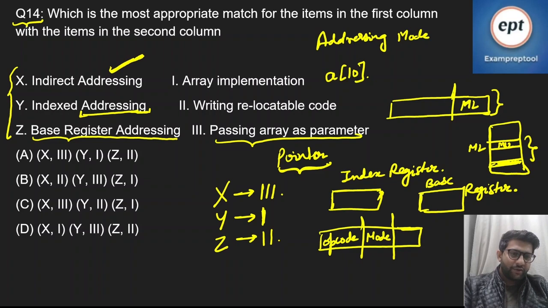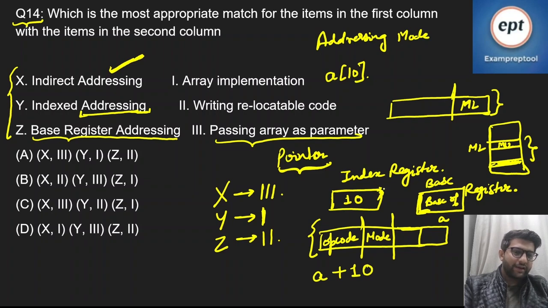Now, if we want to access, let's say, A of 10, then the base address value of this array A, base of A, will be stored in this base register, and the value 10 will be stored in this index register, right? We can also have the index value and the base value in the instruction itself. So we can have two different types of implementation of these instructions, and then we can calculate the effective address by addition of the base address plus the value in the index register, right? So this is how we can use this type of mode for the implementation of arrays, right?